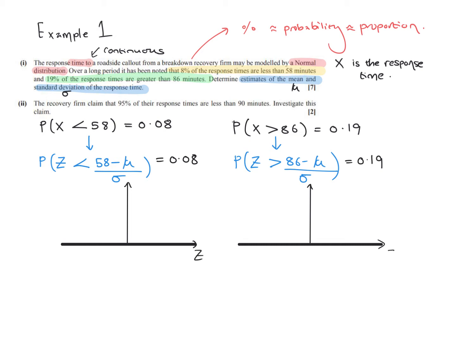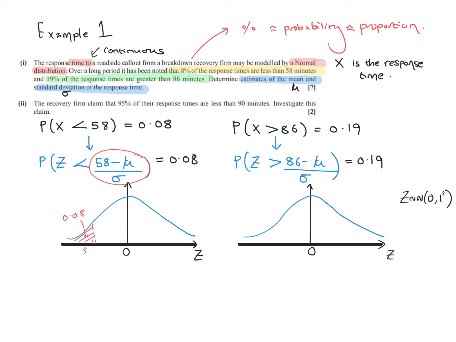This is my z-axis. Of course, z, remember, is the standard normal distribution, which has a mean of 0 and a standard deviation and variance of 1. So here's my normal curve. Quick sketch in both cases. Now in the first example, the probability that z is less than this value is equal to 0.08. That means the region to the left-hand side of this value must be 0.08. So this value here, 58 minus mu over sigma. Now, on the other side, the probability that z is greater than this value is 0.19. So this value, 86 minus mu over sigma, must have a region that's 0.19 to the right of it.